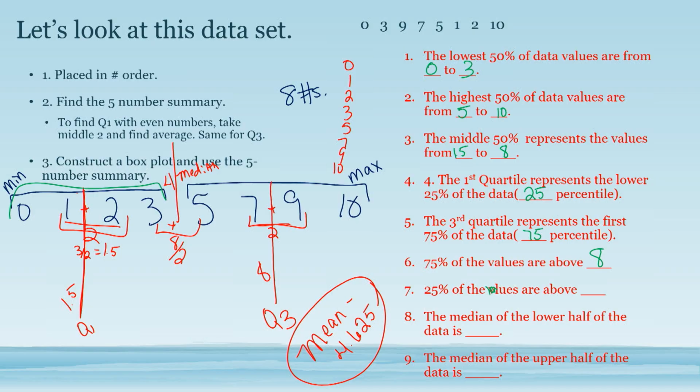Let's see, 25% of the values are above 8, because from my Q3 to my maximum is going to be 25%. The median of the lower half of this data is what? Well, that would be my Q1, so it's going to be 1.5. The median of my upper half would be what? Q3, which is going to be 8.